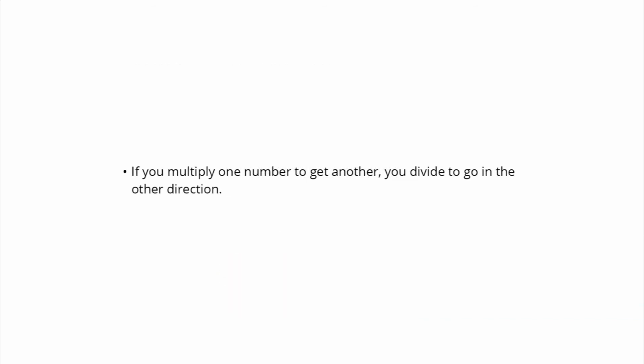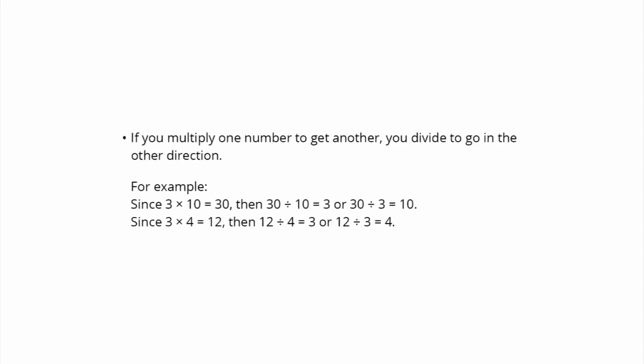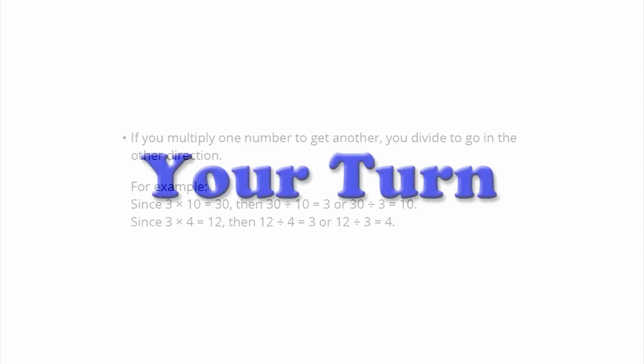If you multiply one number to get another number, you divide to go in the other direction. For example, since 3 times 10 is equal to 30, then 30 divided by 10 is equal to 3, or 30 divided by 3 is equal to 10. Since 3 times 4 equals 12, then 12 divided by 4 equals 3, or 12 divided by 3 equals 4. Now it's your turn.